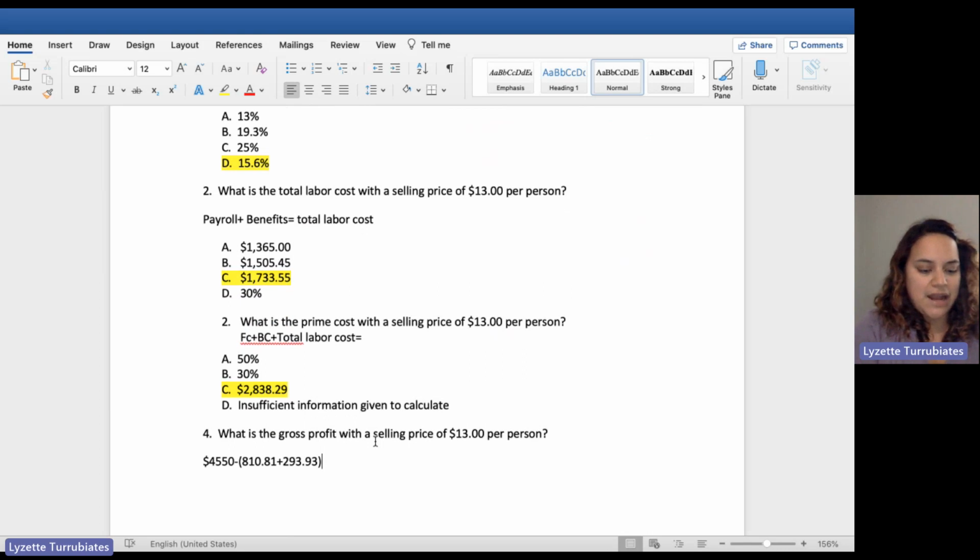Okay, so we need to add up our food costs and our beverage costs. So $810.81 plus $293.93. That's going to give us a total of $1,104.74. And we're going to subtract that from our total sales.